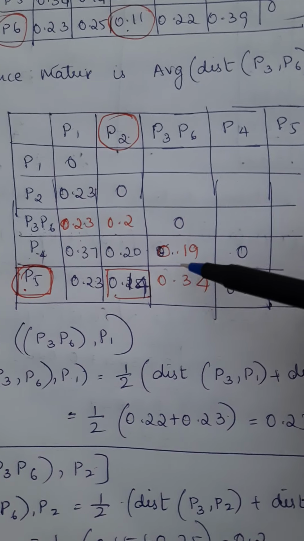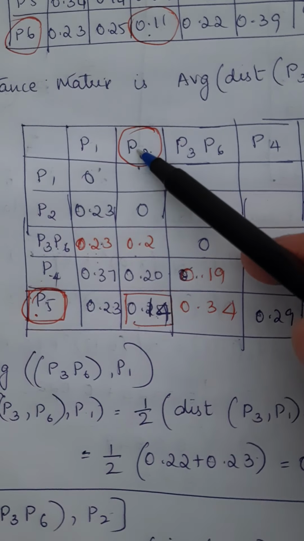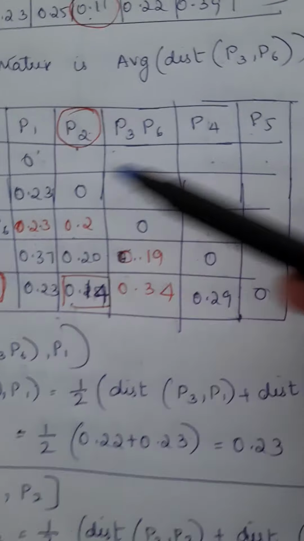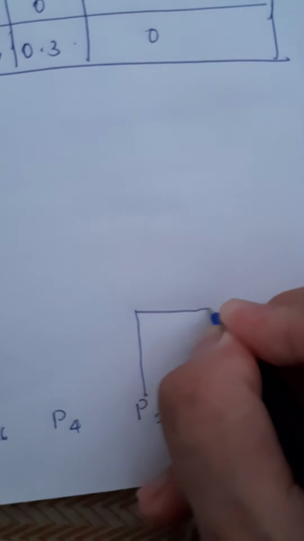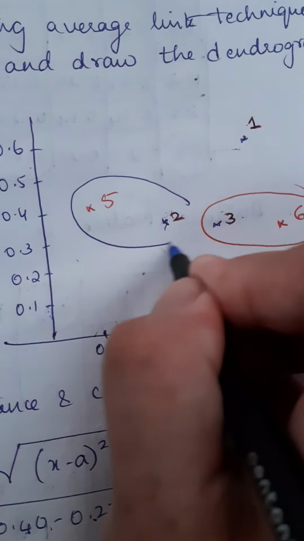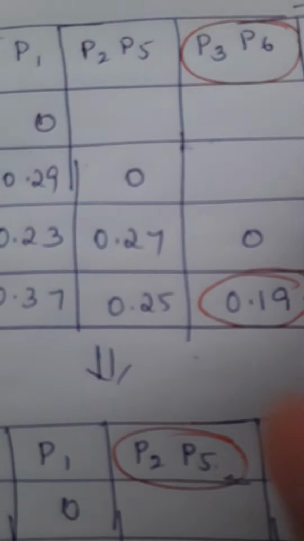Then after this is over, we are going to find the least value. The least one is 0.14. 0.14 corresponds to the points P2 and P5. So the next cluster will be P2 and P5. In my dendrogram, I will have to draw the next cluster as P2 and P5. This is my second cluster. If I have a graph over here, I am going to merge P2 and P5 as the second cluster. So now I have two clusters: P2 and P5 is one, P3 and P6 is the second cluster.